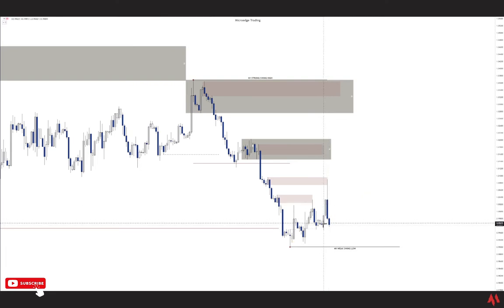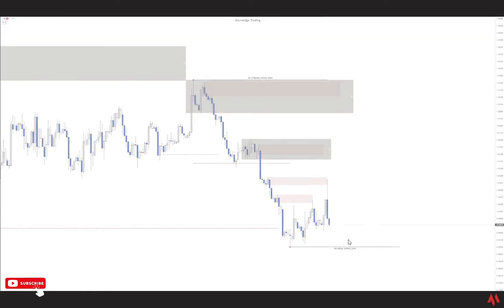So we will be taking a 4H bearish CHoCH in the premium if we get a bearish break. Then we look for entry to take this down.